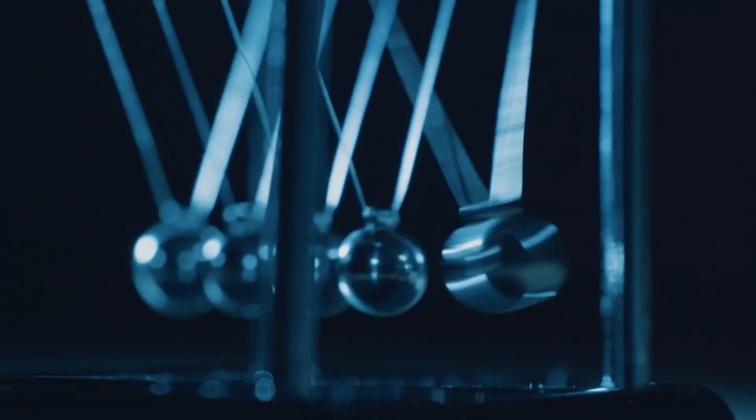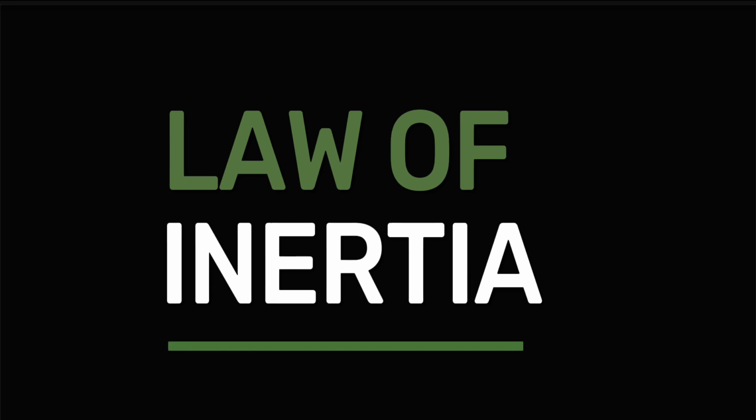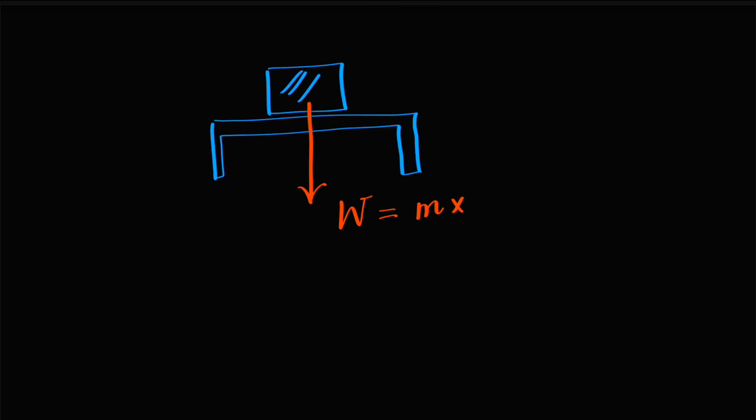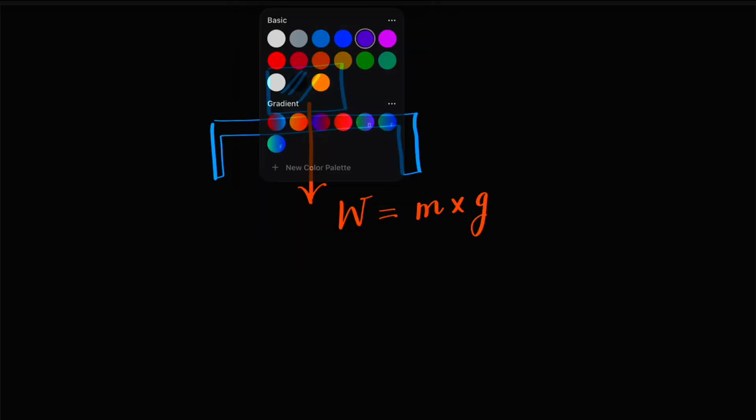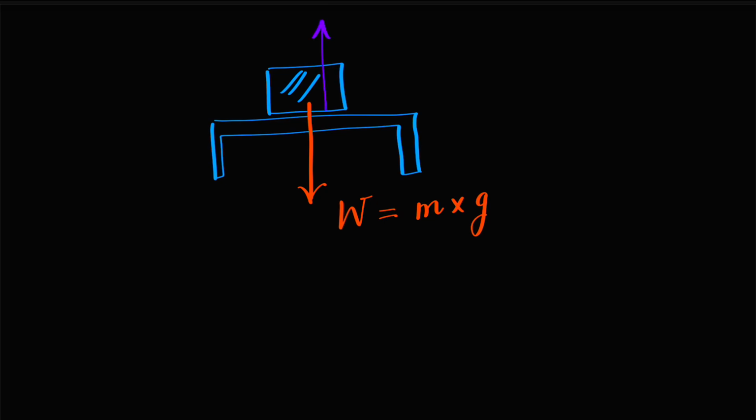Let's start with Newton's first law of motion, often called the law of inertia. Suppose we have an object and you place it on a table. How many forces are present on this object? We can count two. One of the forces is due to gravity, which is also called the weight. Weight is equal to mass times the acceleration due to gravity. The other force is pushing it back up, also known as the normal reaction.